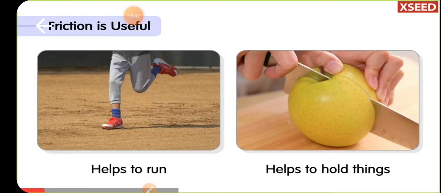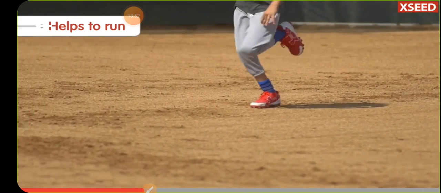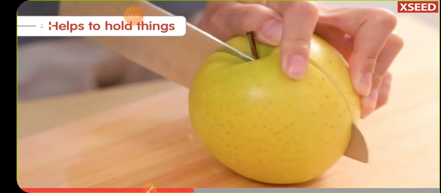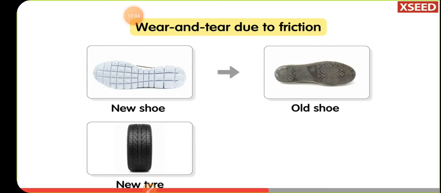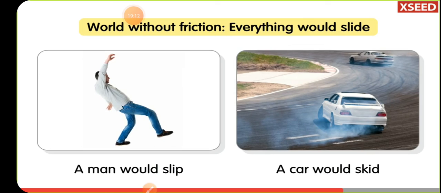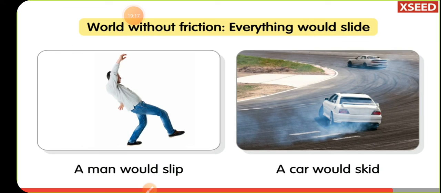Friction is sometimes advantageous and sometimes disadvantageous in our daily life. It helps us to run or walk, or it helps us to hold things. Sometimes it is disadvantageous. It wears away the soles of our shoes, machine parts, and the tires of vehicles. We cannot imagine life without friction. If there was no friction, everything would slip and slide.